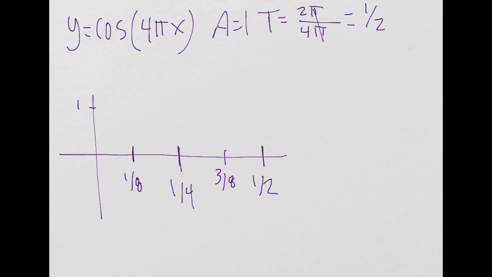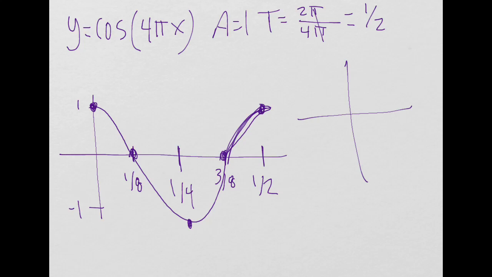Amplitude is 1, so I get my 1 and my -1. Cosine starts at a maximum, ends at a maximum. Halfway through, it's at a minimum. Quarter of the way through, it's at a 0. 3/4 of the way through, it's at a 0. And I'm done. Like, seriously, these can be so quick if you let them.